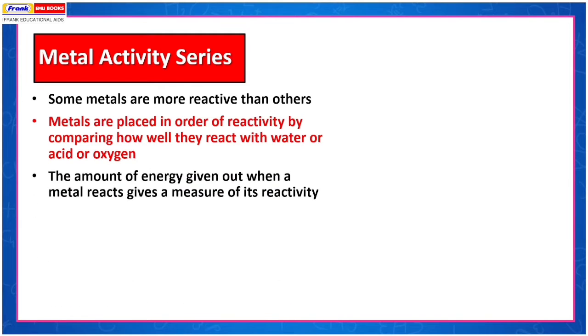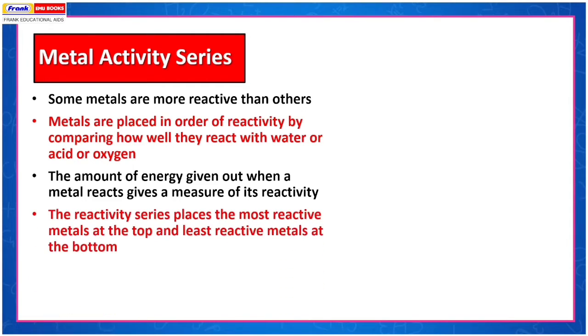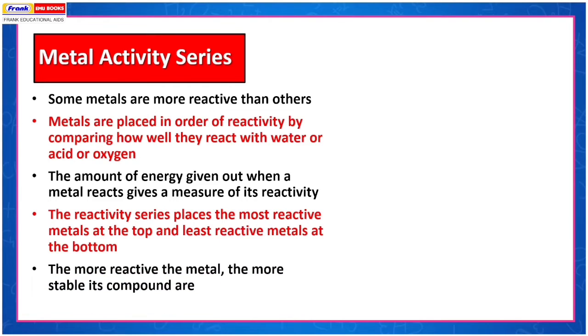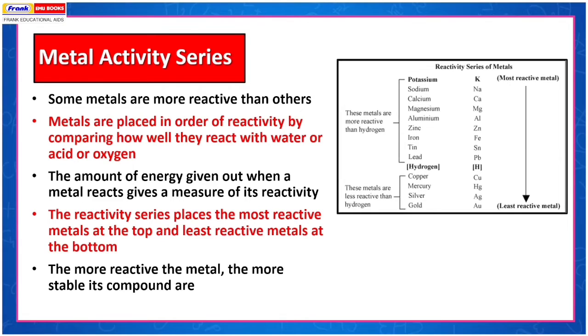The amount of energy given out when a metal reacts gives a measure of its reactivity. The reactivity series places the most reactive metals at the top and the least reactive metals at the bottom. The more reactive the metal, the more stable its compounds are. Reactivity series of metals are as follows.